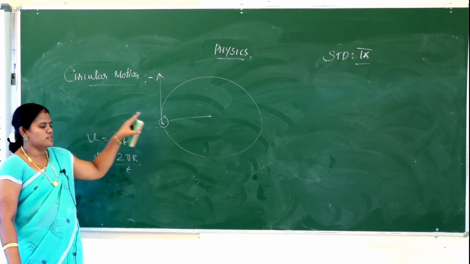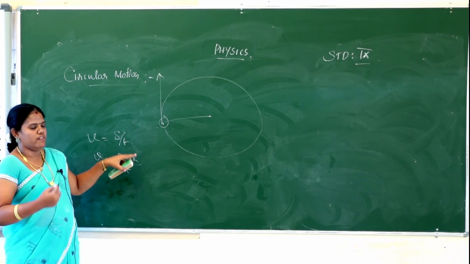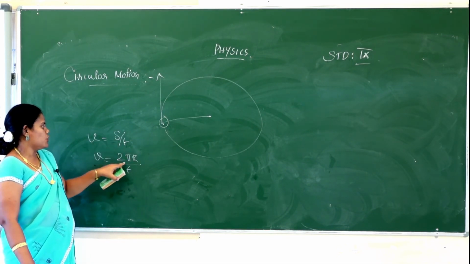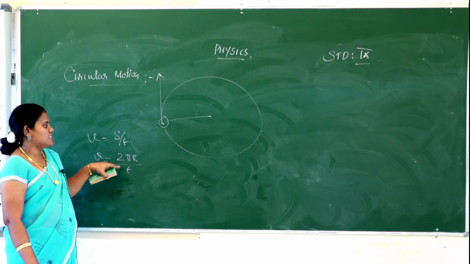So for an object in circular motion, the velocity v is equal to 2 pi r by t. The distance is 2 pi r and the time is t. So that is the velocity in the circular motion.